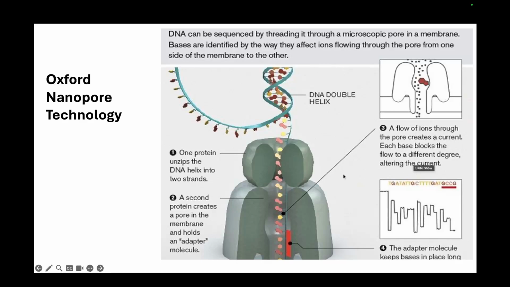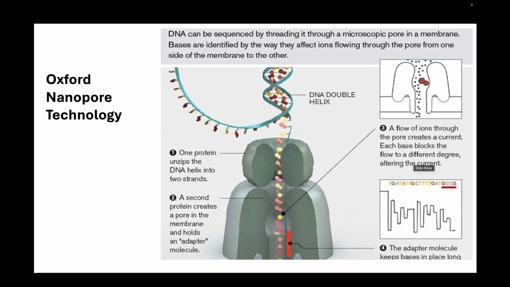So what will happen is you are sending ions through. Here is your DNA, one single strand of DNA. You're sending ions through this whole protein, creating a current in the direction of the flow of the ions. But since this is not empty and has this DNA strand inside the protein, it will block the flow of current.